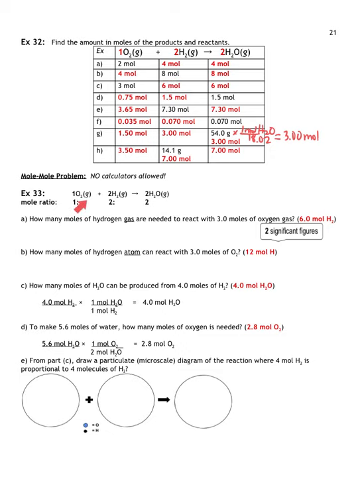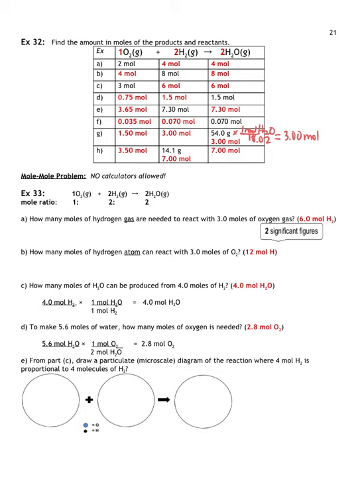Let's go down to example 33. Now, you now know what Stoich is. Stoich is just ratioing based on the balanced equation. What we're going to do is we're going to use dimensional analysis to show how we're ratioing. So let me show you how to do that.